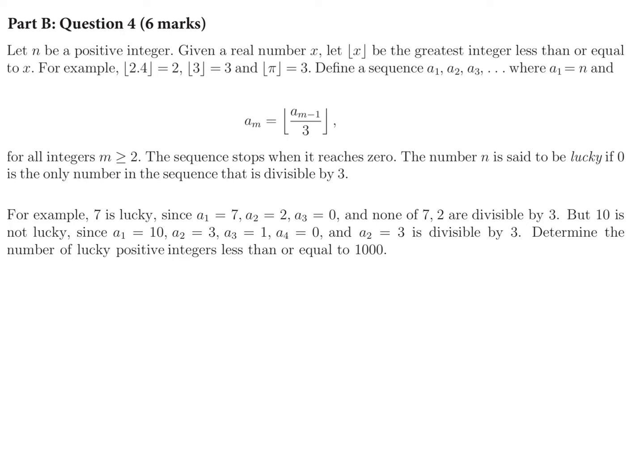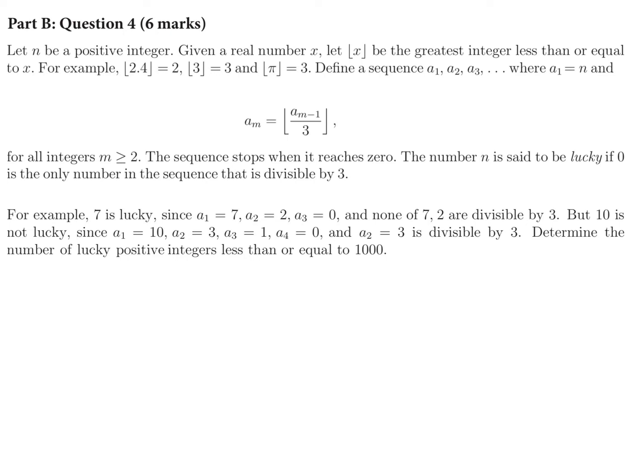For example, 7 is lucky since a1 is 7, a2 is 2, a3 is 0, and none of 7, 2 are divisible by 3. But 10 is not lucky since a1 is 10, a2 is 3, a3 is 1, and a4 is 0, and a2, which equals 3, is divisible by 3. Determine the number of lucky positive integers less than or equal to 1,000.